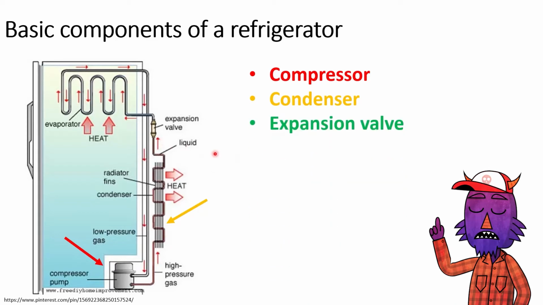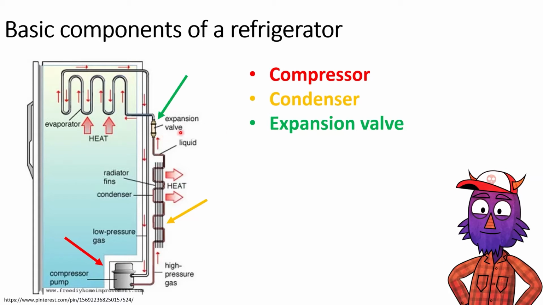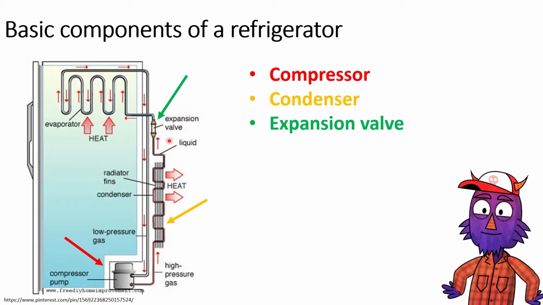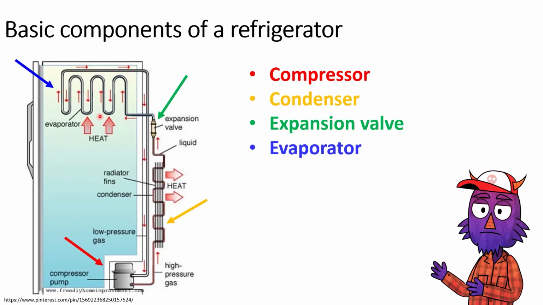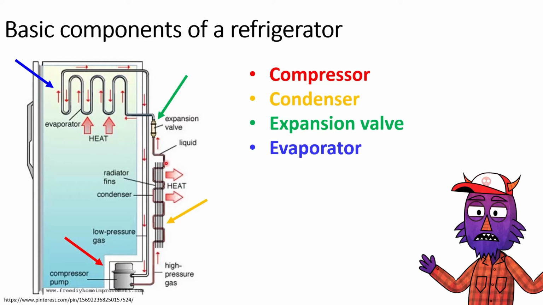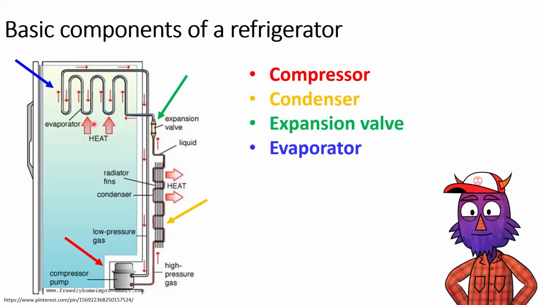The third component is the expansion valve. Sometimes it is also known as a throttling valve. In some applications, you won't be able to see a valve, but instead of that, the manufacturers simply use a capillary tube to do the expansion work. The last component is the evaporator. The evaporator is located inside the refrigerator. The evaporator is also a heat exchanger, like the condenser. While the condenser rejects heat to the surrounding atmosphere, the evaporator absorbs the heat inside the refrigerator.